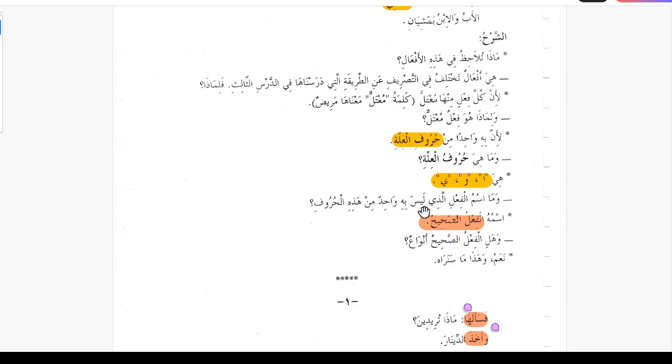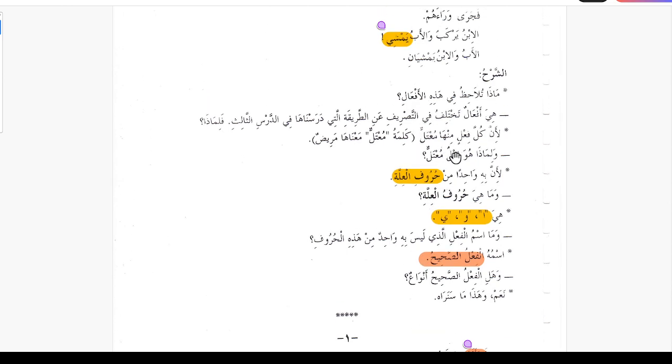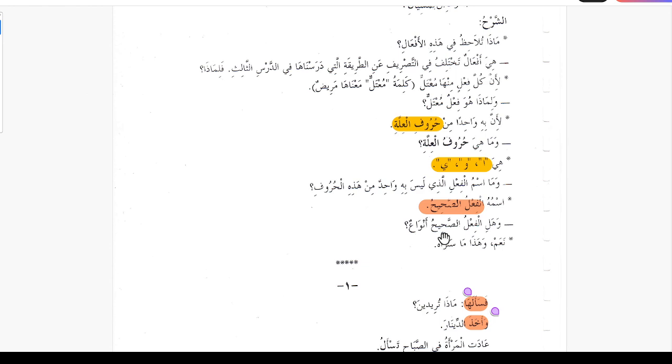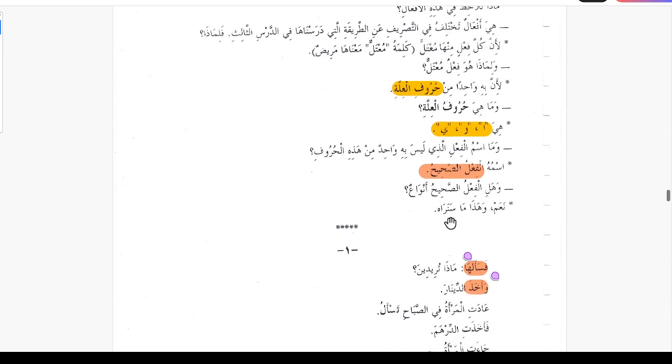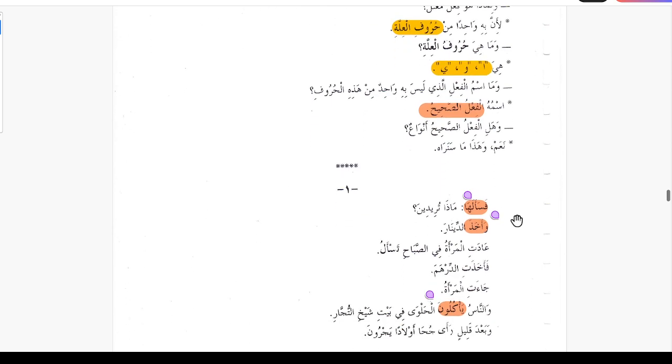Wa masmul fail allazi laysa bihi wahidun min hazil hurufi, and what is the name of the fail that does not have one of these letters? We call it al failu sahi. So the opposite of fail mu'tal. Are there different kinds of failu sahi? Yes, ma haza ma sanarahu, and this is what we will see. So now we're going to study the different kinds of the fi'l sahih.